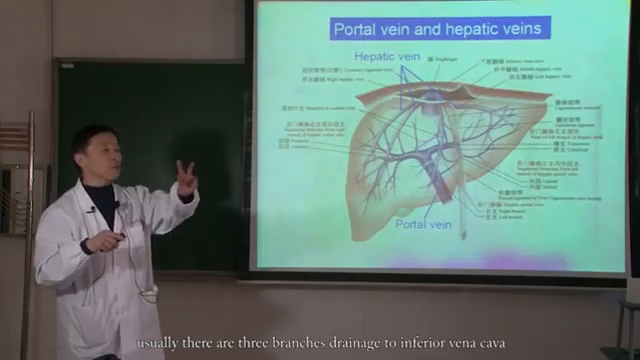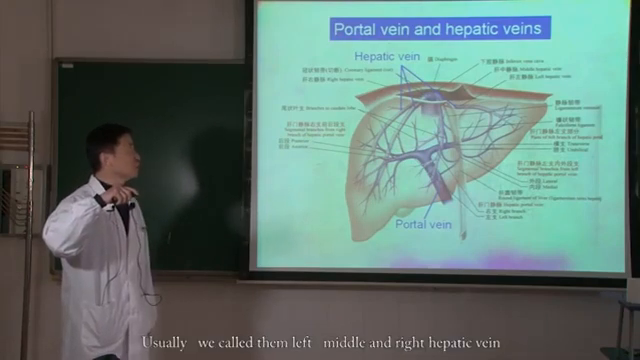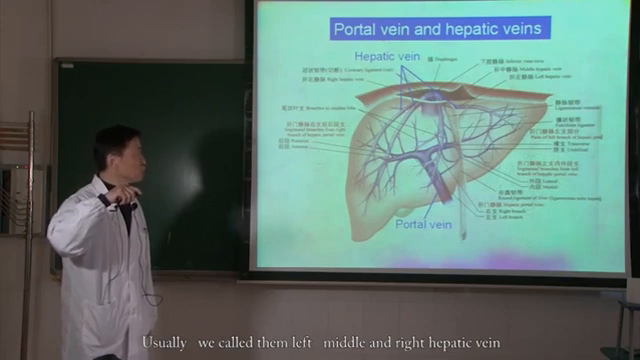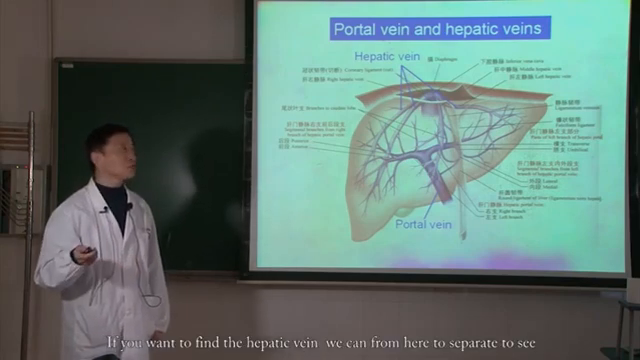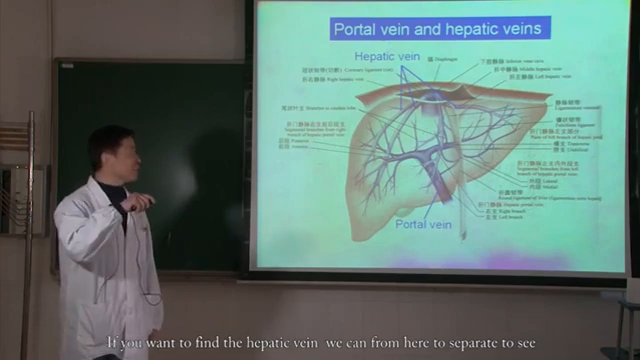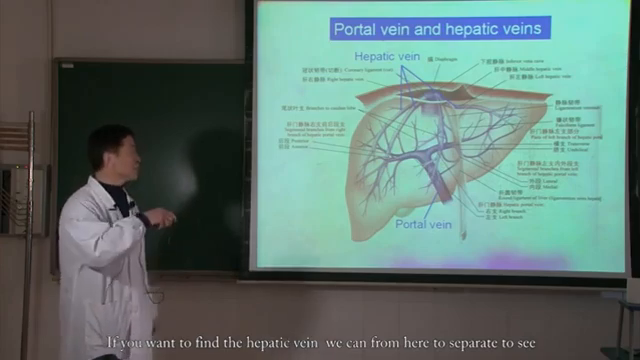Usually there are three branches draining to the inferior vena cava. Usually we call them the left, middle, and right hepatic veins. If you want to find the hepatic vein, we can separate from here to see.